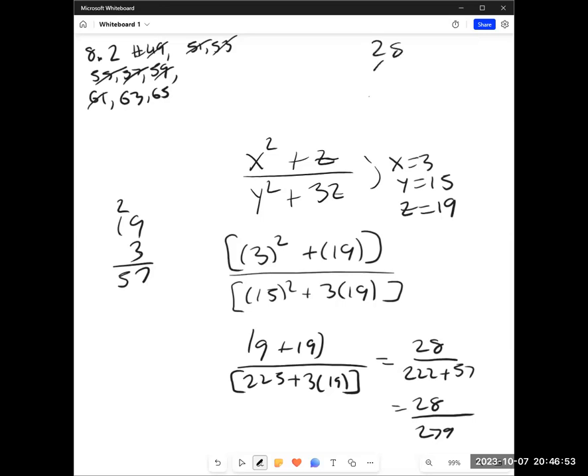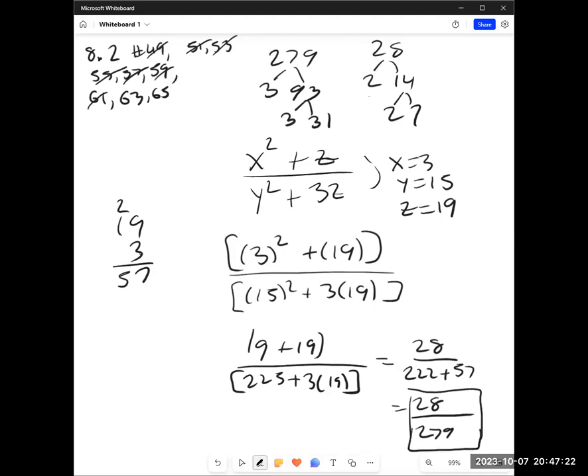28 is 2 times 14, which is 2 times 2 times 7. And so no 2's are in 279. And there's not a 7 in there either, because 279 is 3 times 93, which is 3 times 3 times 31. 31 is a prime number, so there's no common factor, so this is simplified. Just wanted to prove that to you. So there it is.